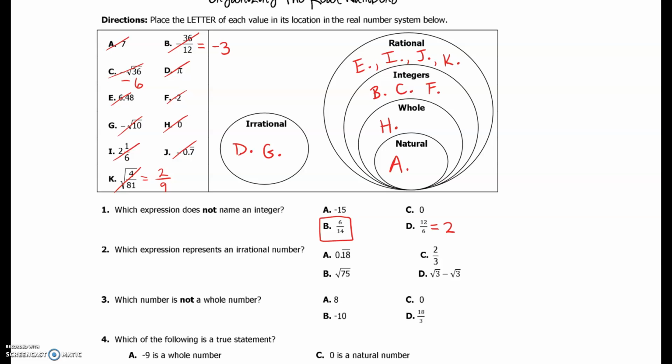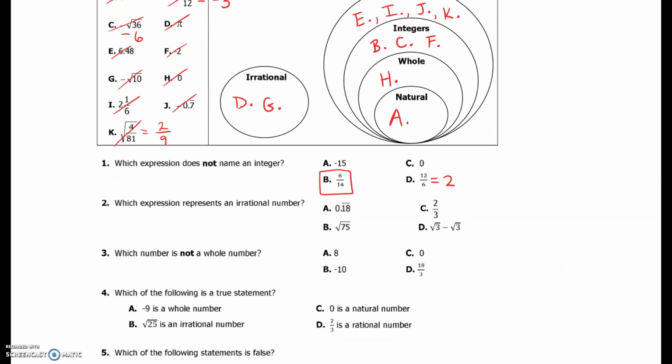Number 2, which expression represents an irrational number? So irrational, we have a repeating decimal. That is rational. We have a fraction. That is rational. We have the square root of 3 minus the square root of 3. This would actually equal 0. That's a whole number. So the only one that makes sense as an irrational number is letter B, the square root of 75.